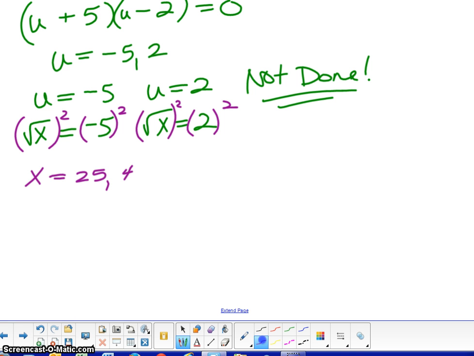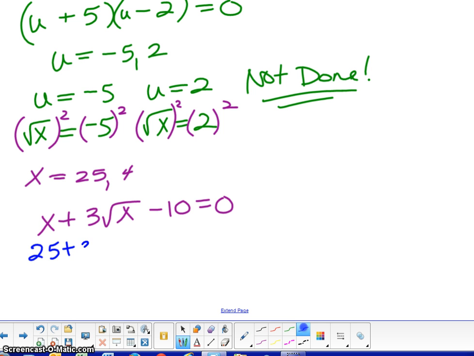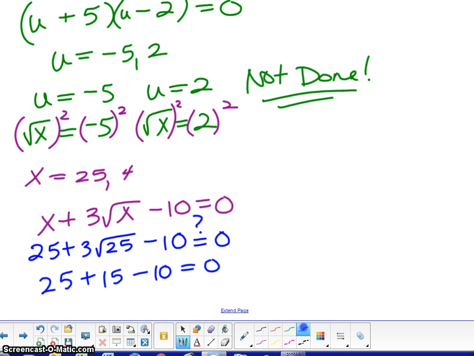Okay, and as always, you want to check for extraneous solutions. So if I take the 25 and replace 25 everywhere I see an x, it would look like this. So 25 plus 3 times the square root of 25 minus 10 is supposed to equal 0. That's what we're trying to check. So 25 plus, that's 5, so that's 15. And as you can see, 40 minus 10 does not give you 0. So this is considered an extraneous solution. I still want you to find it and then just cross it out at the end.